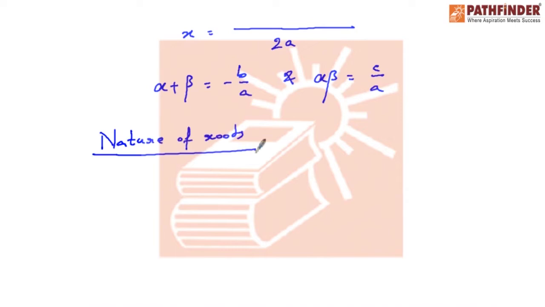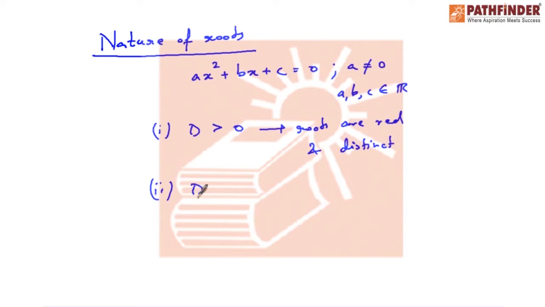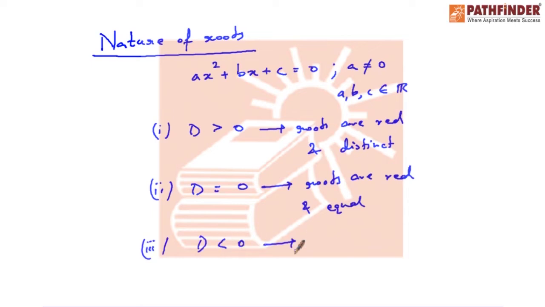Let us talk about the nature of roots. Now consider the quadratic equation ax² plus bx plus c equal to 0, where obviously a is not equal to 0 and a, b, c are real numbers. There are three possible cases. If D is greater than 0, then the roots are real and distinct. If D is equal to 0, then the roots are real and coincident, that is equal. And if D is less than 0, then the roots are imaginary.